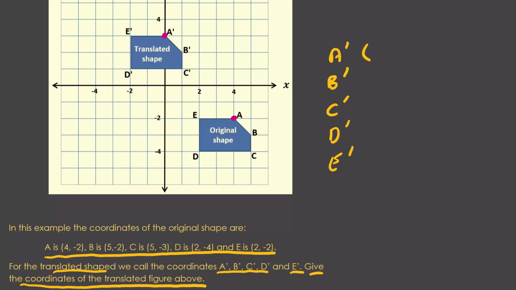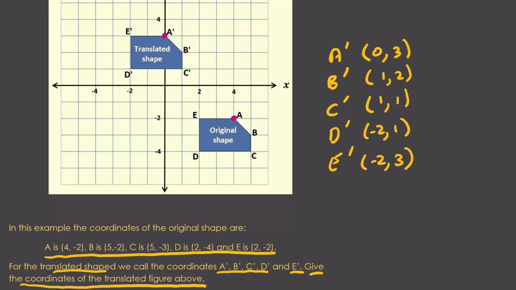So A dashed I can see is at (0, 3). B dashed I can see is at (1, 2). C dashed is at (1, 1). D dashed is at (-2, 1). And E dashed is at (-2, 3).